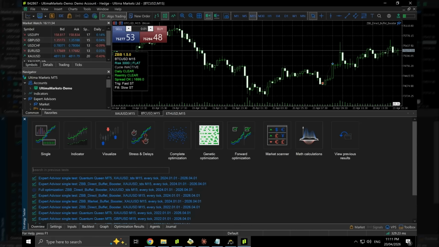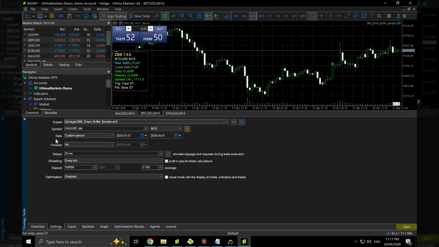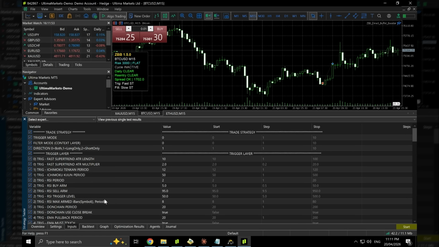Now let's go back to the optimization results and select past 25, which was one of the top performing configurations. To verify the result, we will run a fresh backtest using exactly the same parameters. First, we load the Expert Advisor Zentage ZB Direct Buffet Booster. The symbol we are testing is XAUUSD using the 15-minute time frame.